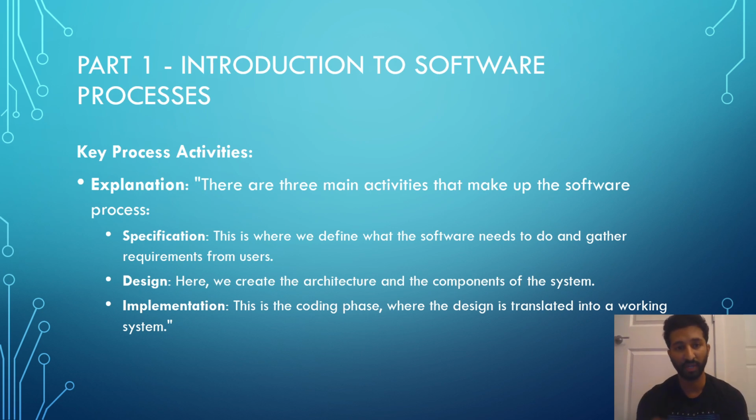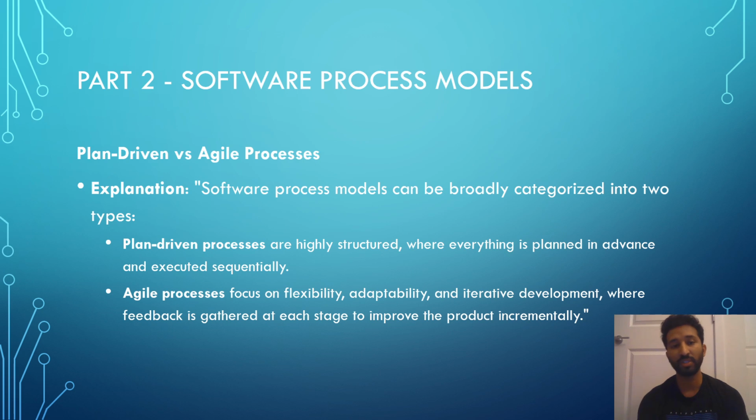And we go to the next slide. This is the software process models, plan driven versus agile process. Software process models can be broadly categorized into two types: the plan driven process and the agile process.